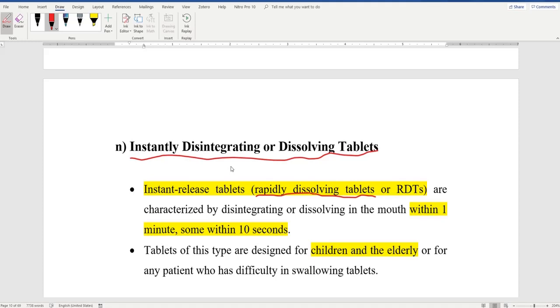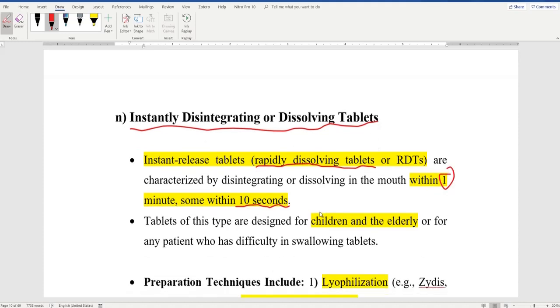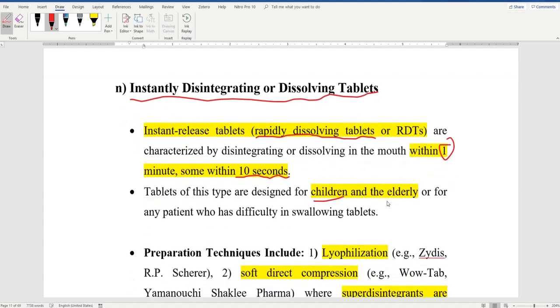And this dissolving and disintegrating happens very quickly, maybe in about 10 seconds, but not exceeding 1 minute. That's why they are super suitable for children and elderly who have difficulty in swallowing tablets. Okay, there is a big difference between instantly disintegrating or dissolving tablets and immediate release tablets.